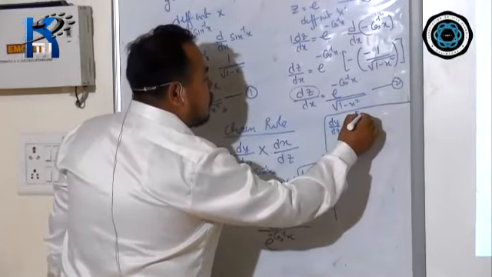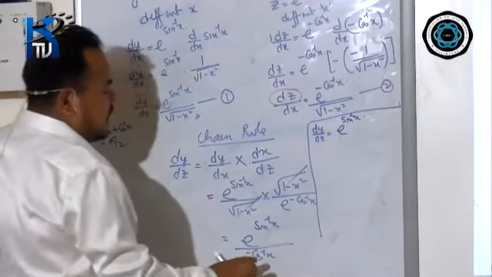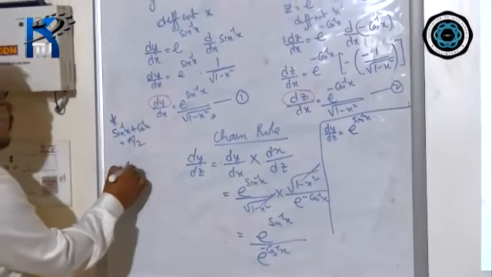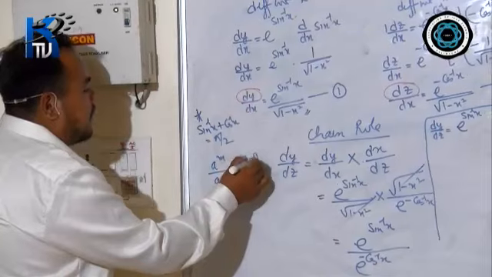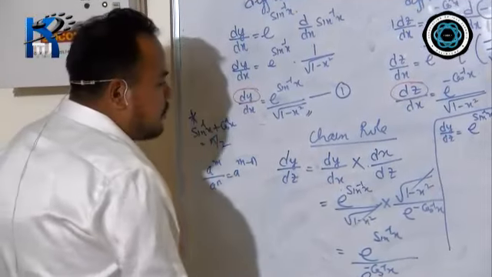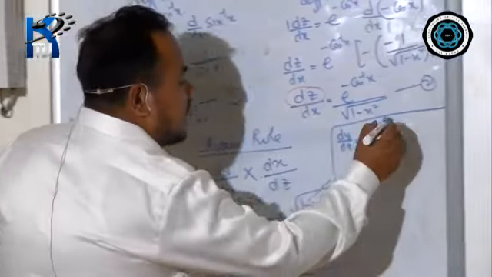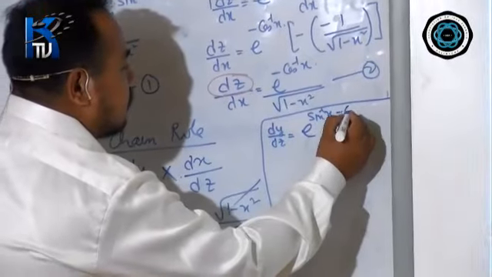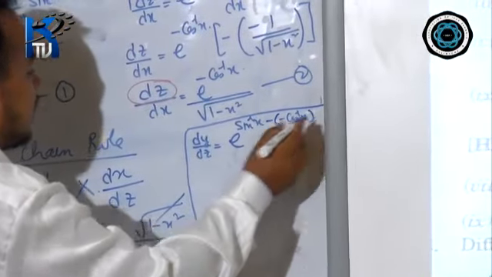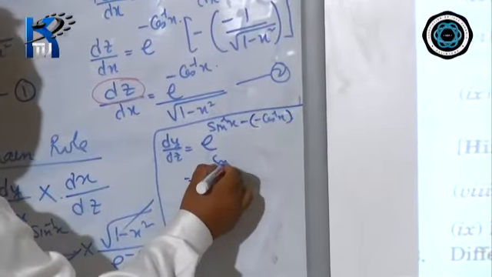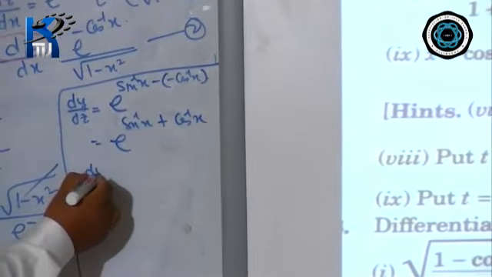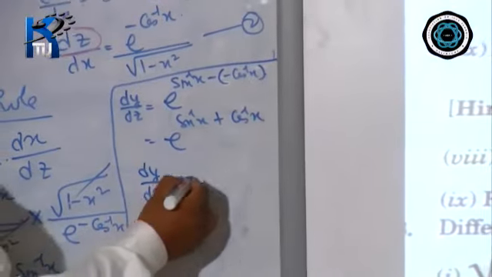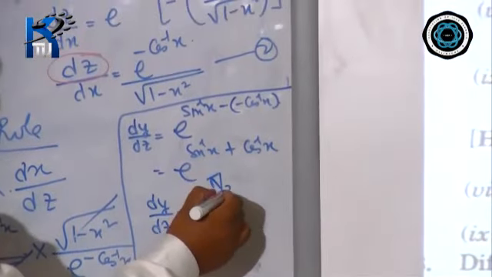e to the power sine inverse x, there's a minus sign. Laws of indices, a to the power m divided by a to the power n is a to the power m minus n. Use that concept. e to the power sine inverse x minus cos inverse x. So you get e to the power sine inverse x plus cos inverse x. So dy by dz equal to e to the power pi by 2.